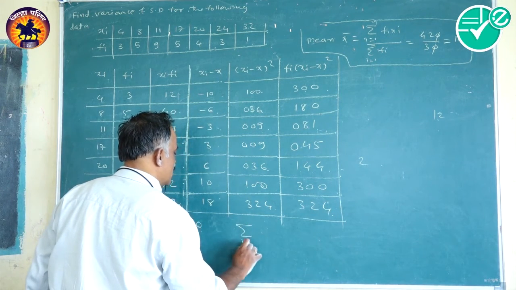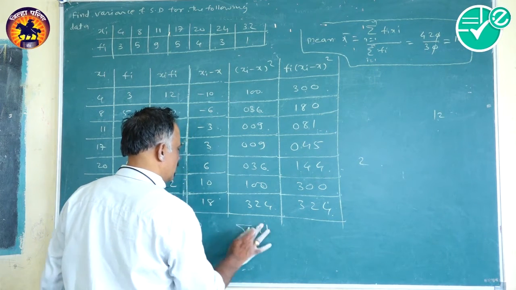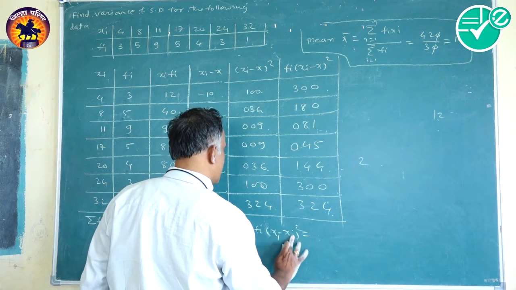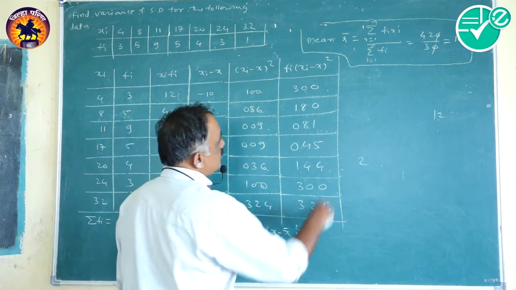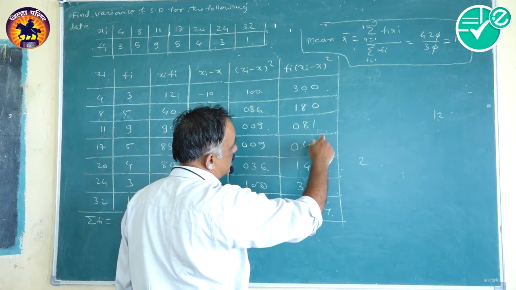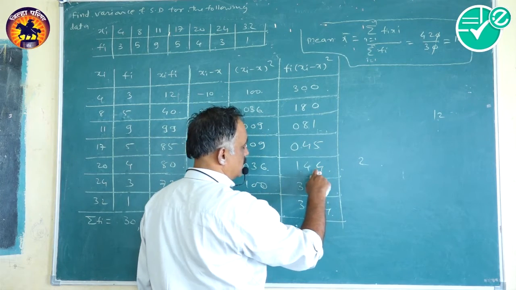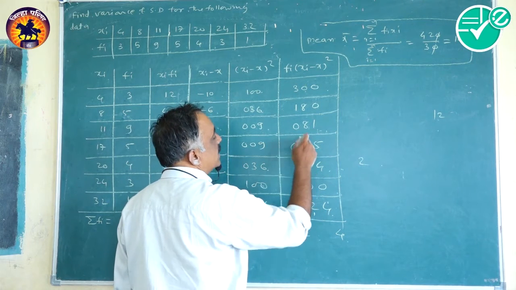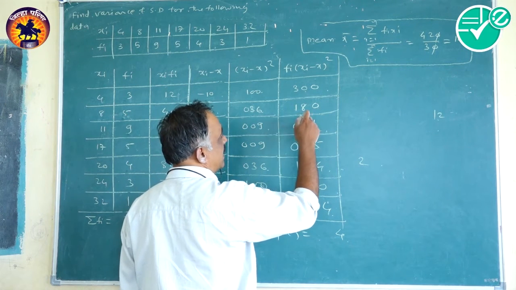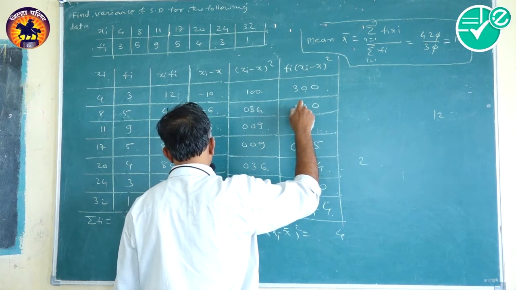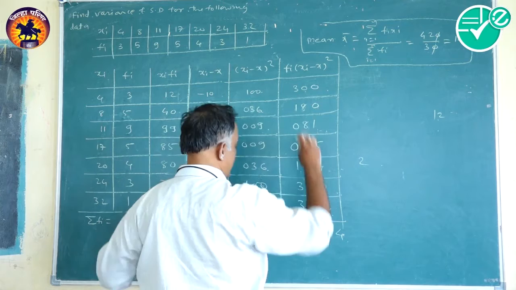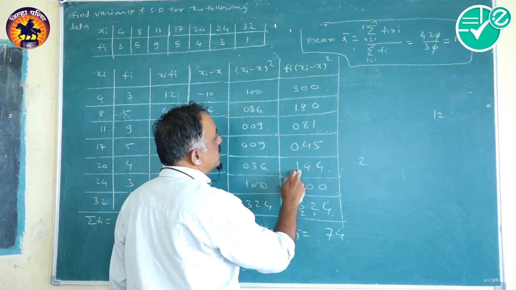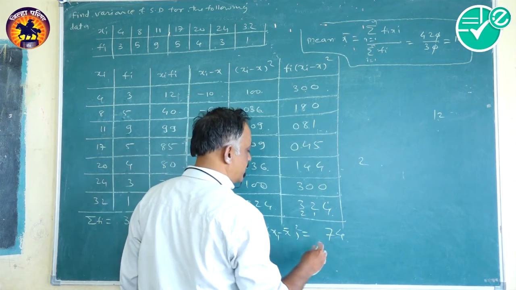So sigma fi xi minus x bar whole bracket square will be the sum of this. 0 plus 0, 1. 1 plus 5, 6. 6 plus 4, 10. 10 plus 4, 14. Carries 1. 3. 3 plus 4, 7. 7 plus 4, 11. 11 plus 8, 19. 19 plus 8, 27. Carries 2. 3 plus 3, 6. 6 plus 2, 8. 9. 10. And 10 plus 3 will be 13.